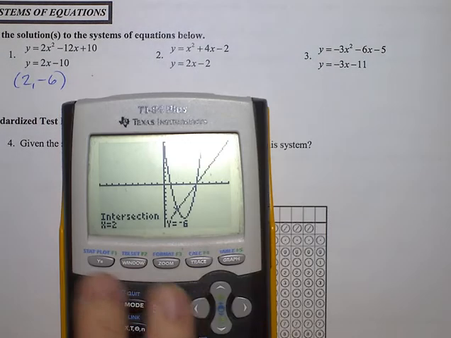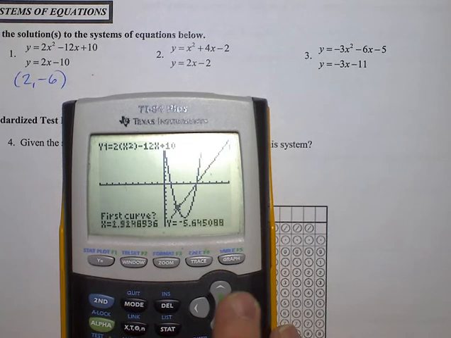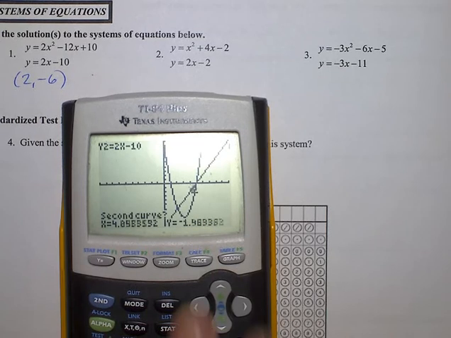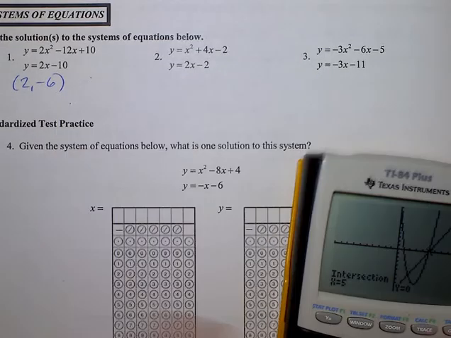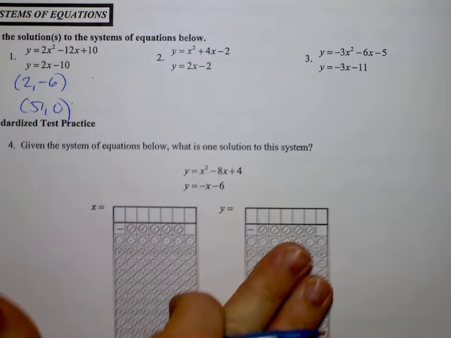The second intersection point, second trace intersect. Okay, we have 1, 2, second curve, over the top where they intersect, and 5, 0 is the next one. Here's 2 more problems you're welcome to practice. Go on to number 4.